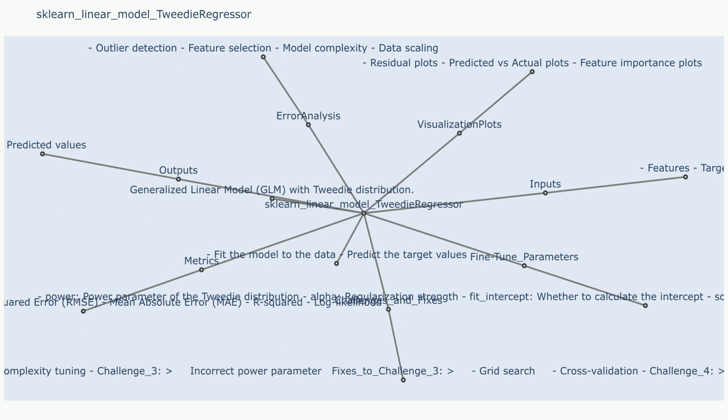Challenge 4: collinearity among features. High collinearity between features can lead to unstable coefficient estimates. Sample use case: modeling the number of sales based on both price and discount, where price and discount are highly correlated. Fixes: remove one of the correlated features. Use regularization techniques, e.g., L1 or L2 regularization, to penalize large coefficients and reduce the impact of collinearity.